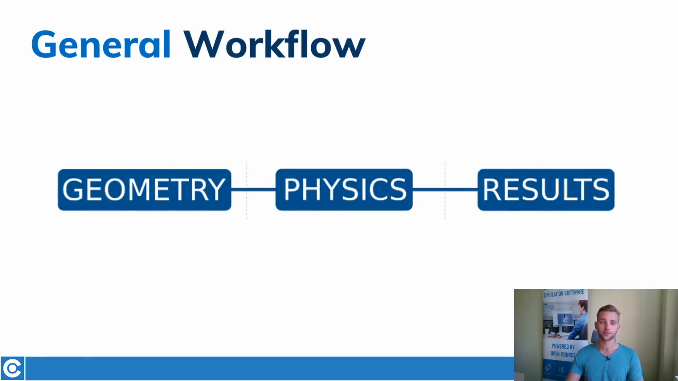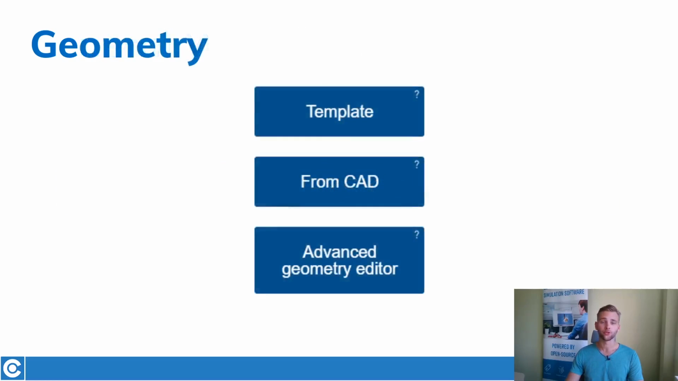Simulation in CENOS consists of three parts: geometry, physics, and results. This division represents the actual workflow of the simulation. First you define the geometry of your induction heating system. Then you define physics, such as power, frequency, and materials, and once the case is calculated, you get the results. You can create your geometry in three ways: template, from CAD, and the advanced geometry editor.